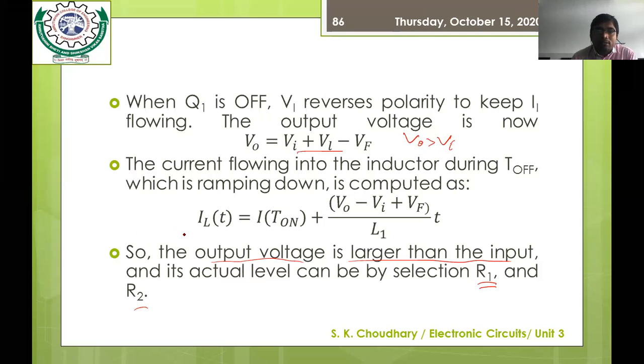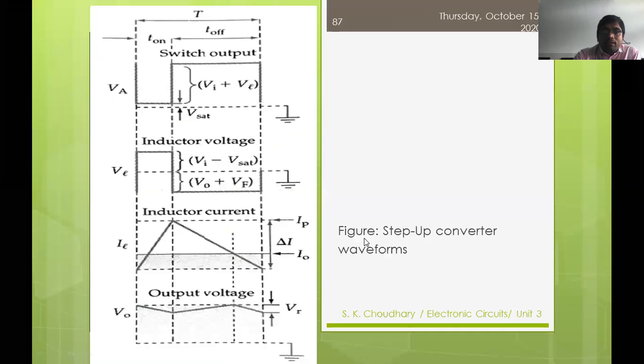And this is the current equation across the inductor at that moment. The current at t on time plus, it would be increasing now, just plus the voltage across the inductor upon L times T. And the idea would be more clear through this particular waveform. You can see here.